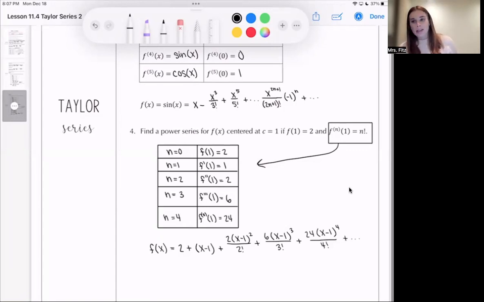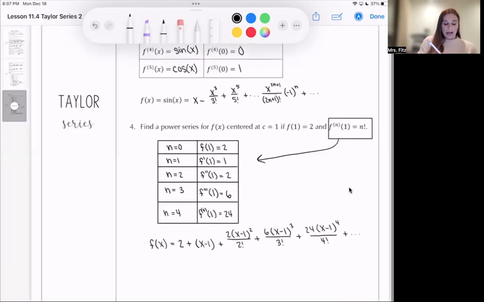Now, it never asked us for a general term for actually any of these problems. So if it doesn't specifically ask, you don't need to write one. I like to do it just for practice because sometimes they do ask for one. And then you could absolutely simplify this.